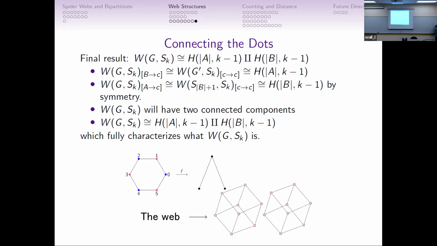Similarly, the component where the bipartition A gets sent to the center is isomorphic to just a Hamming graph where the size depends on the bipartition B. Now, since our web has two components, and we've found both of them, we can conclude that the web of any bipartite graph G into a star graph is just two Hamming graphs where each of their sizes depends on the size of the bipartition of G.